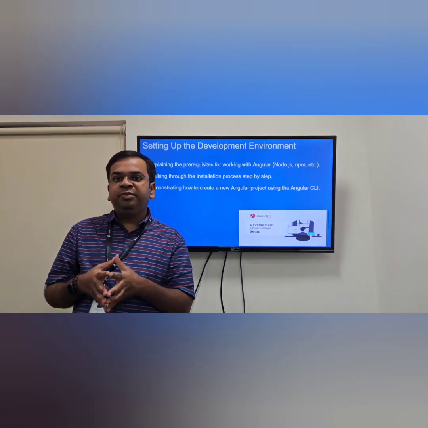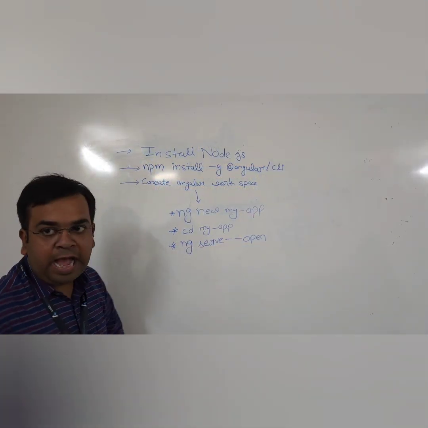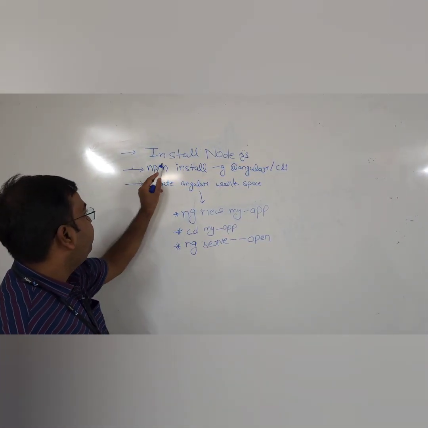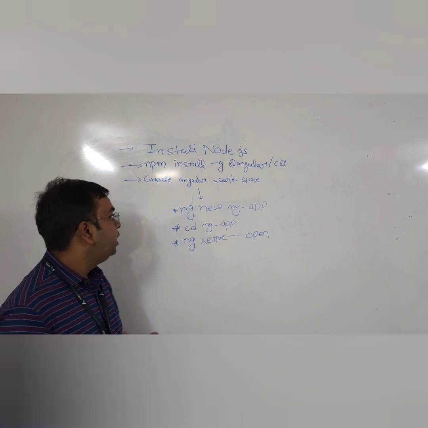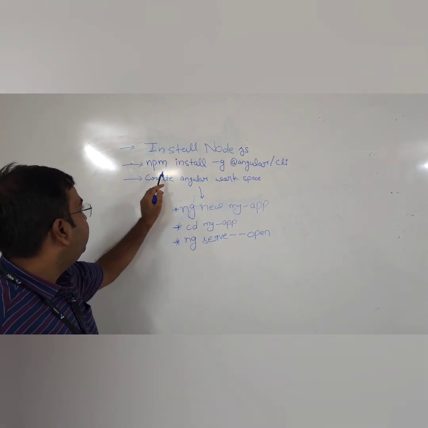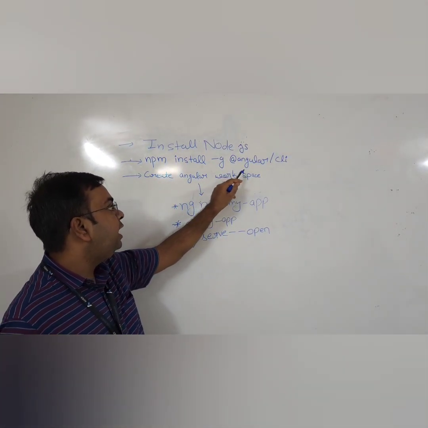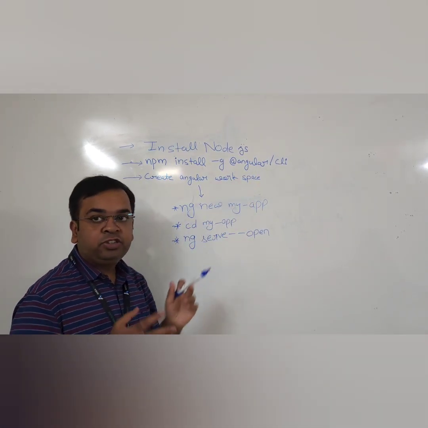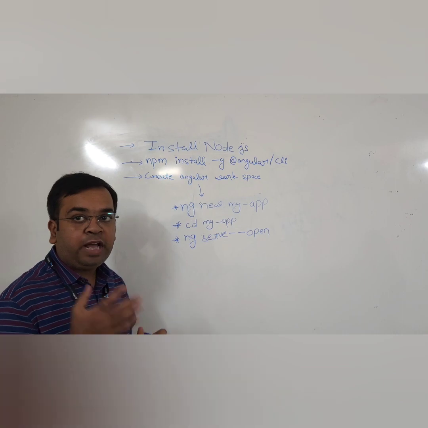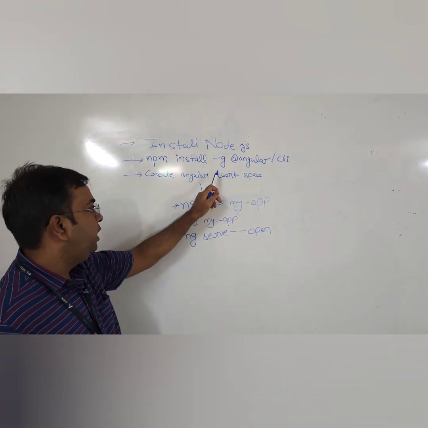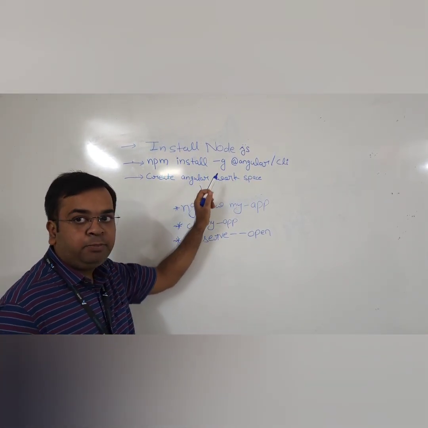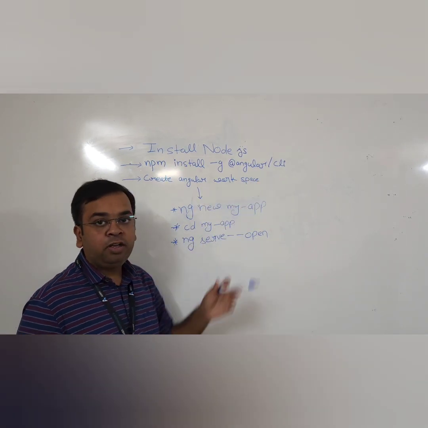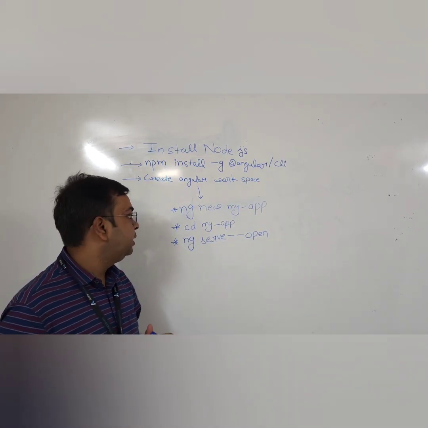Now, how to set up Angular in your system. As we already discussed, you have to install Node.js in your system. After Node.js, you have to run npm install -g @angular/cli. This Angular CLI will install the latest version of Angular in your system globally. You have to mention -g because Angular CLI must be installed globally on the system.